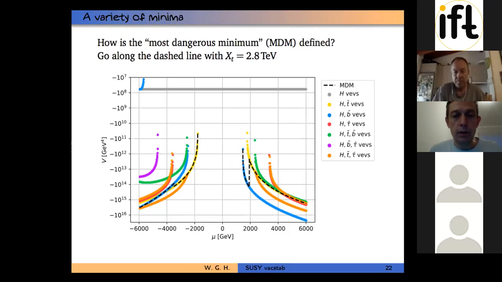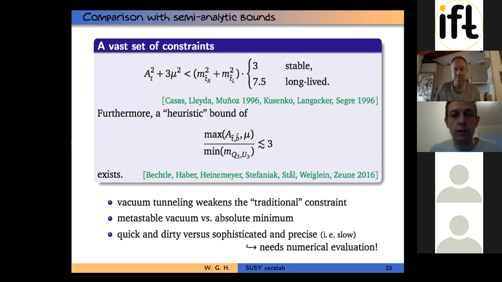But this is included for free basically in the analysis, because getting the lifetime of all these vacua is for free, because this pocket calculator formula is so fast.